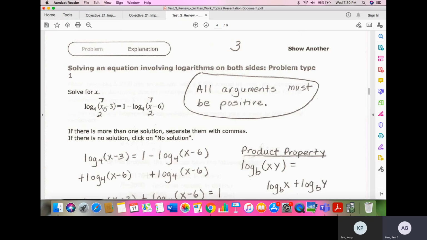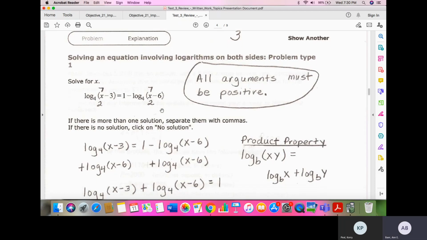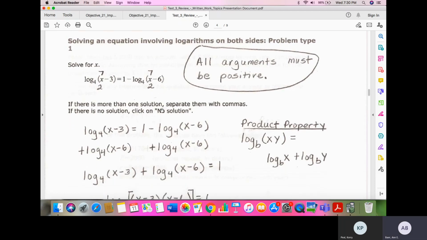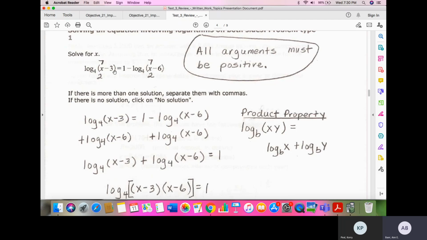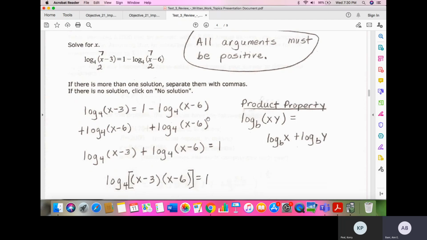When you solve for x, you still have to subtract 3 from it to see if that is positive. And then you will also need to take your x that you get and subtract 6 from it to see if that is positive. So let's go down here and take a look. I copied the problem down. I'm just double checking. I copied the problem down here.